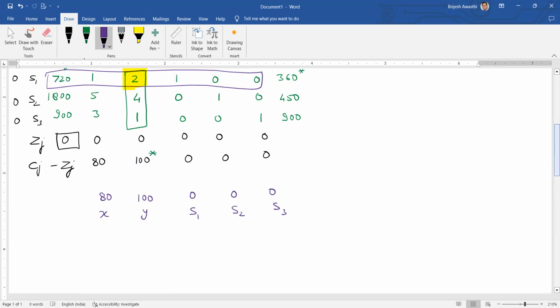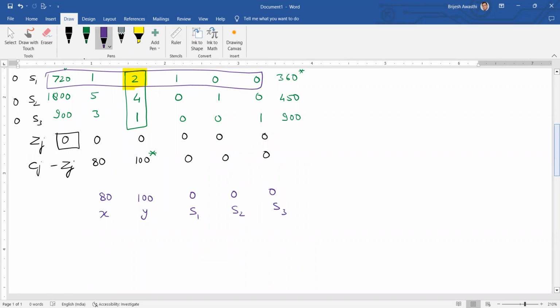First of all, we are going to take the key row, and our key row is the first row in this case. So what do we have to do? Key row divided by key number value. The key number is 2, the key value is 2, and the key row is the first row.